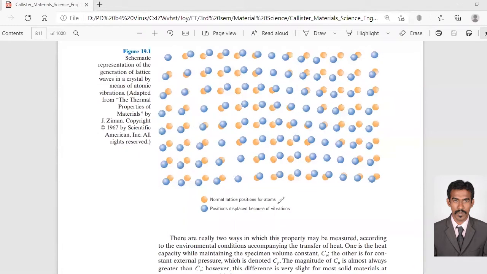Normal lattice positions for atoms: these orange spots are how the lattice atoms are normally placed in a particular material. Then positions are displaced because of vibration. When you provide some energy, each atom gains some energy. Once it gains energy, what will happen? It won't stay in one place; it will start moving here and there.